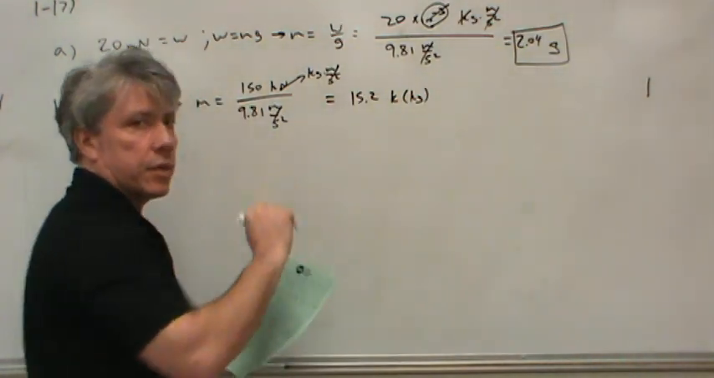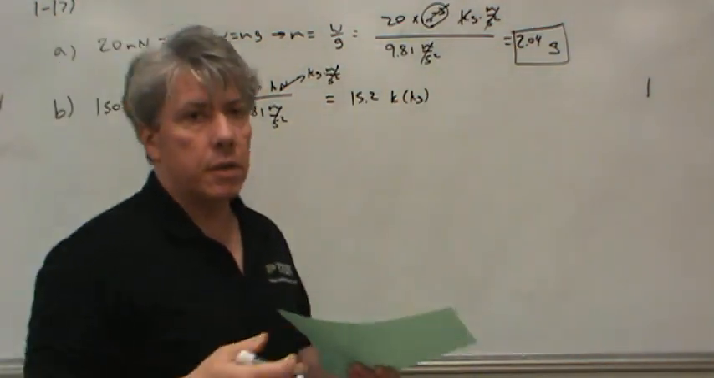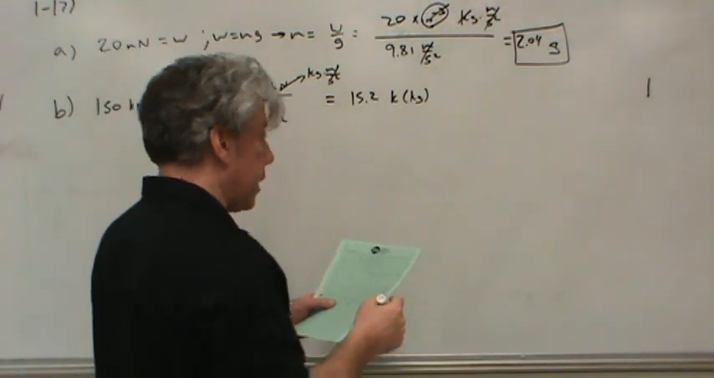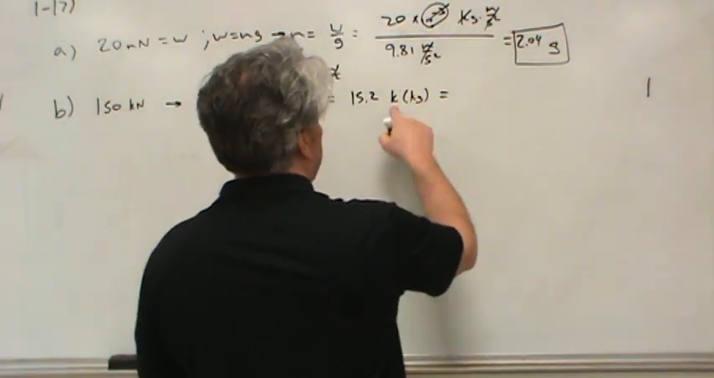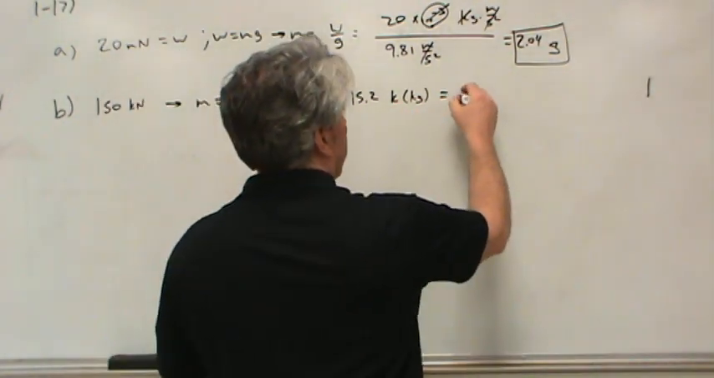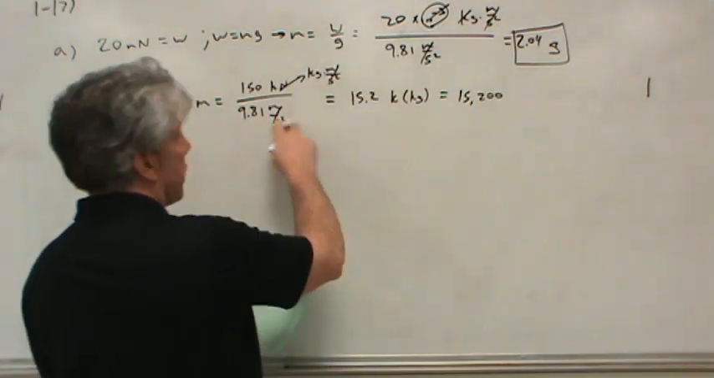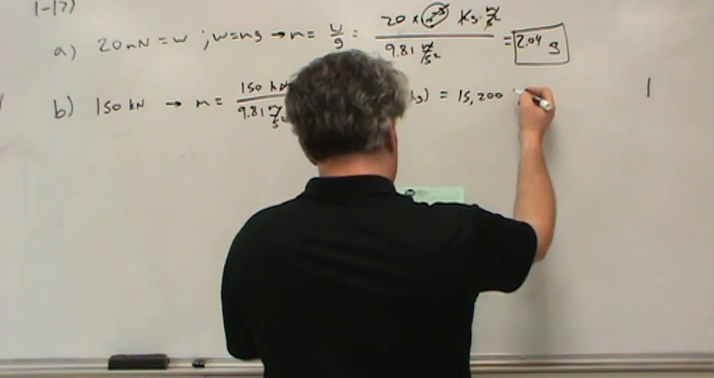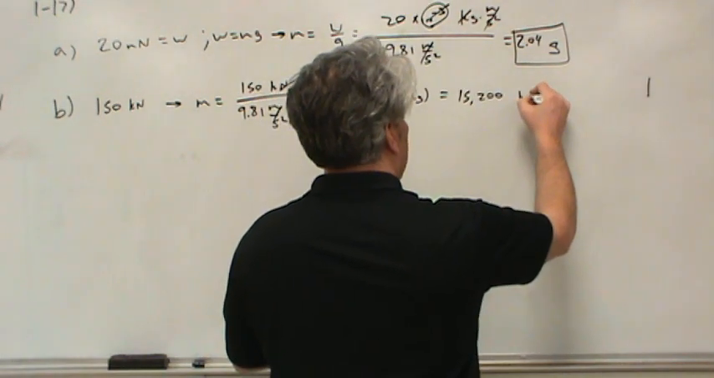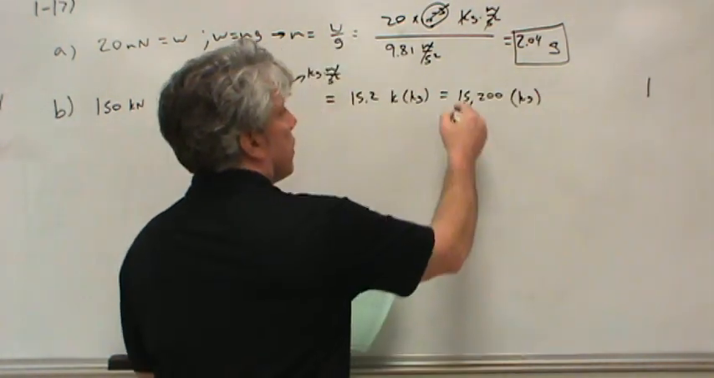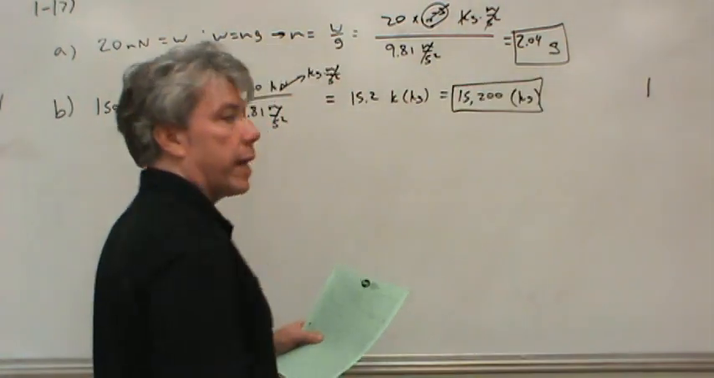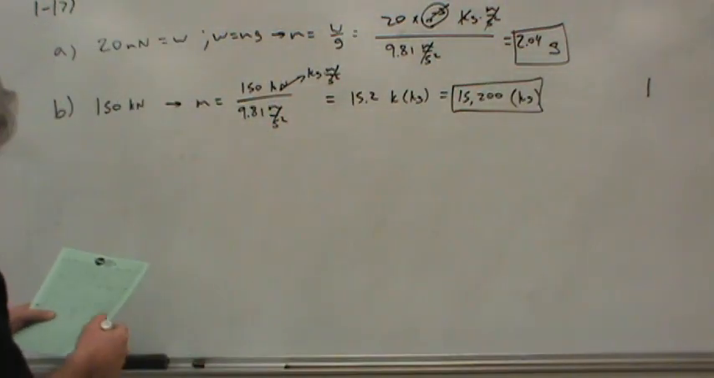Now, that's not good practice. You don't want compound prefixes. That's not a good idea. So I just went ahead and realized this is 1,000 and wrote 15,200 or so, because I'd already rounded off, trying to observe significant figures, kilograms. So there is what I would write as my answer for part B.